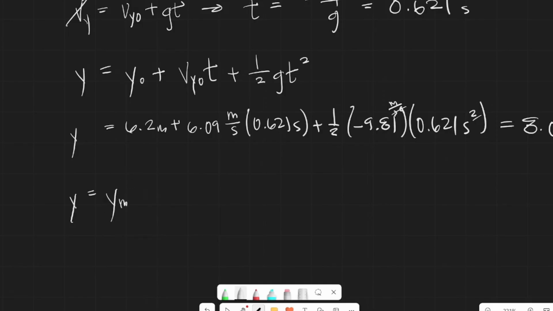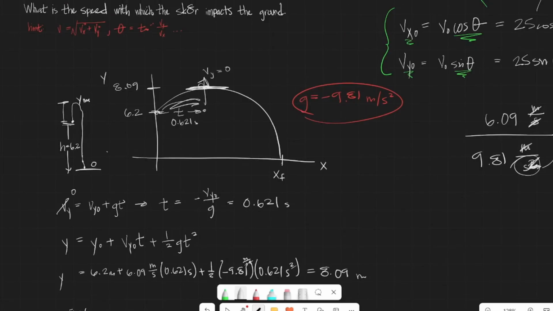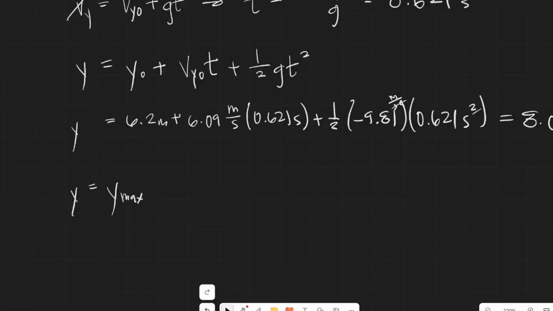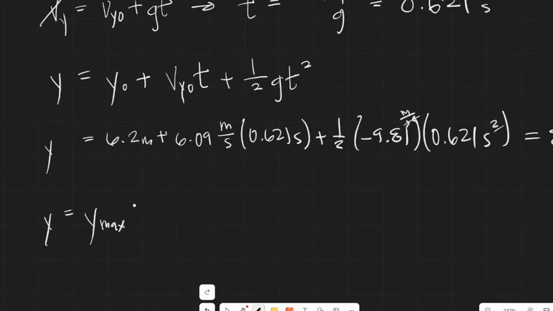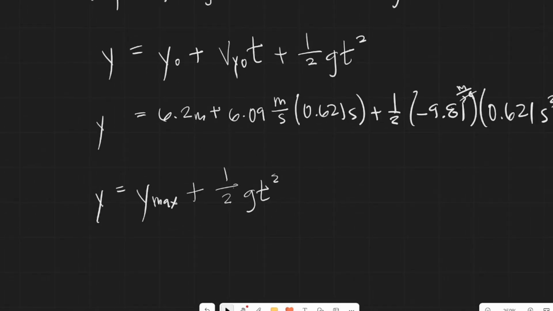Let's see, y max. Put that, and then the velocity in the y direction for this part starts at 0, right? Because we've already taken care of this region here. So our initial location is at the maximum location, where the velocity is 0, and so all we have left is 1/2 gt squared, and then we can solve for the amount of time that it takes to get to the bottom.